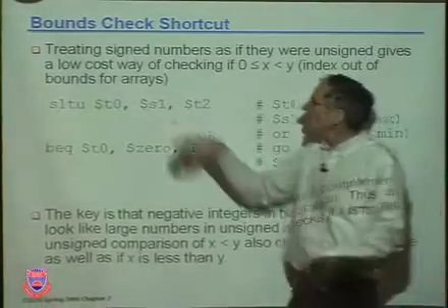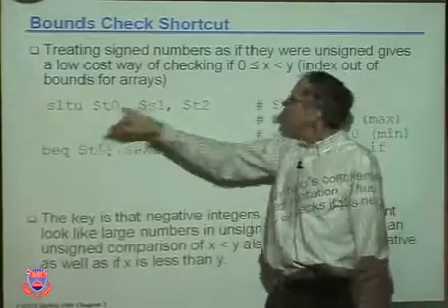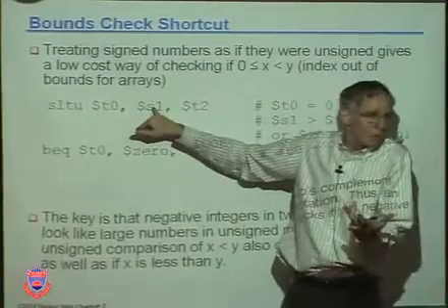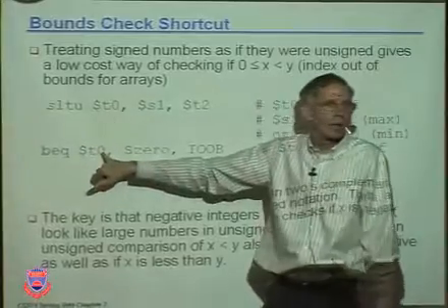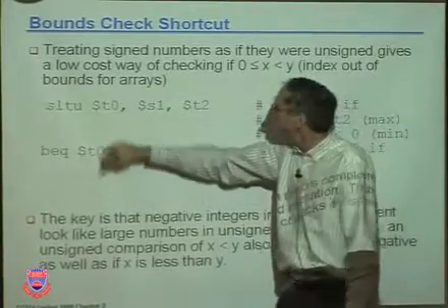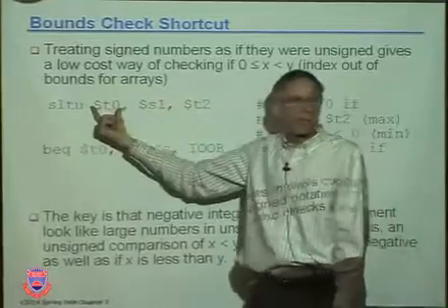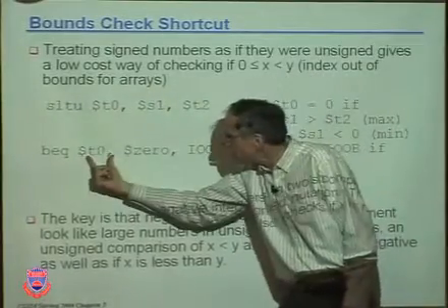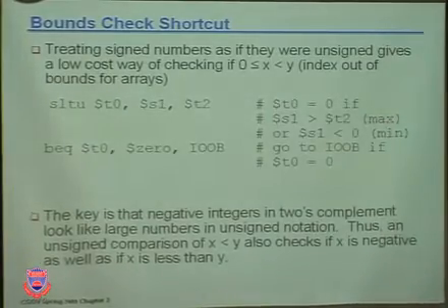Let's go the other way. If this is bigger than that, then this is going to set that. If this is negative, it looks like a very big positive number. It's going to look bigger than that. If it looks bigger, then we won't set it, which means it's a 0. 0 comes down to here. Those are equal. We go to index out of bounds testing.